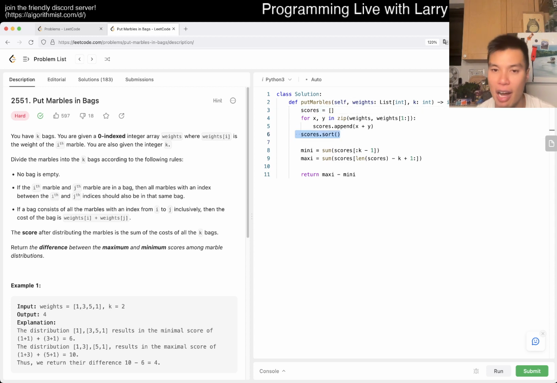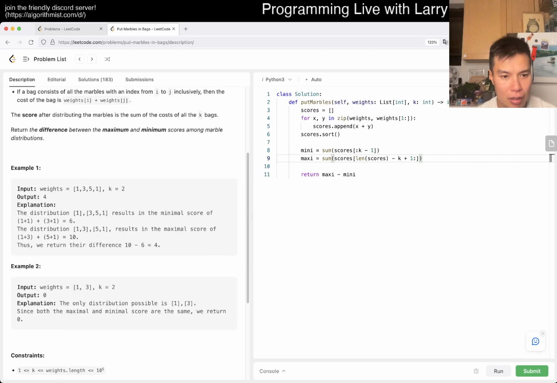But yeah, this is linear space, as you can see with the scores, and obviously the sorting makes it n log n. There are two more linear things, but that's fine. And you can write them in a for loop to make it k sensitive, but that's really not necessary, clearly. Yeah, that's all I have for this one, I think. Let me know what you think.